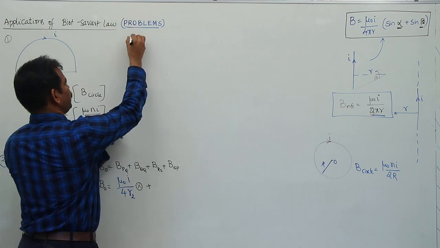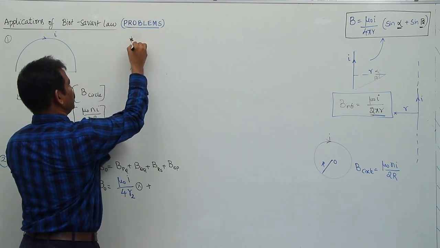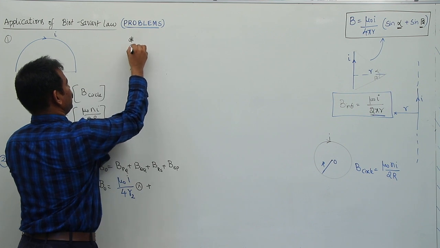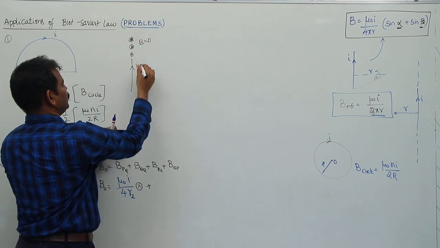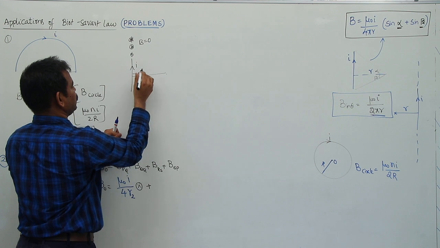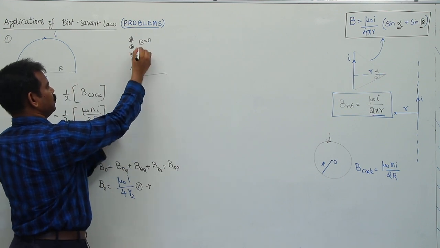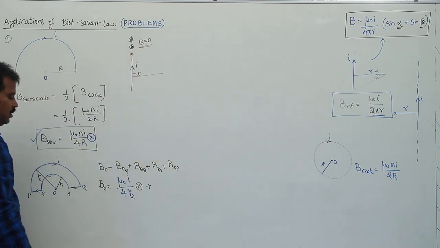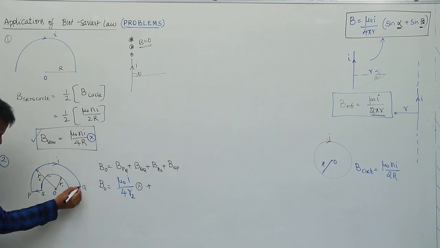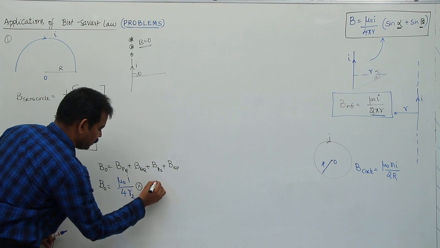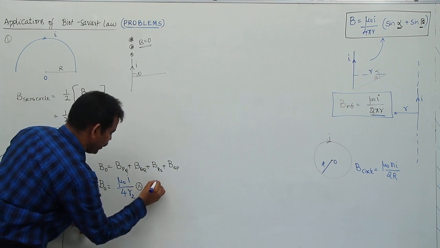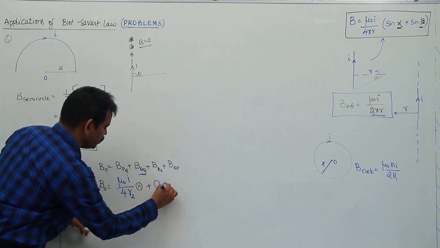So the magnetic field at any point on its axis, at any point here or here or here, anywhere, will be 0. As here it is sin theta, if theta becomes 0, sin 0 will be 0. So B will be 0. So what is the magnetic field due to this straight conductor at this point? This will be 0 here. So the magnetic field due to the QR portion is 0.